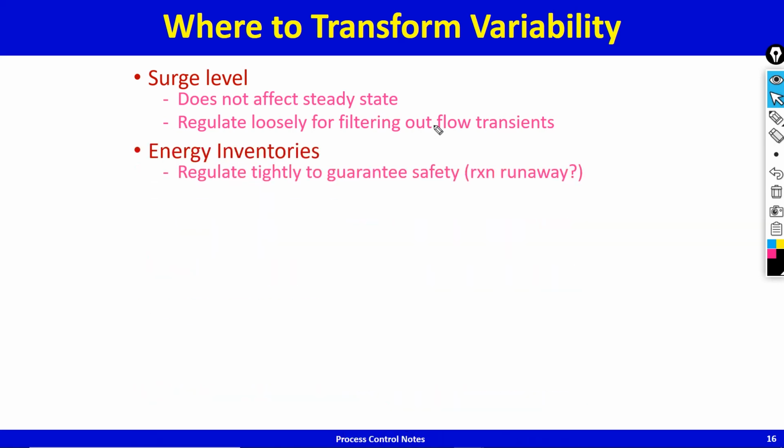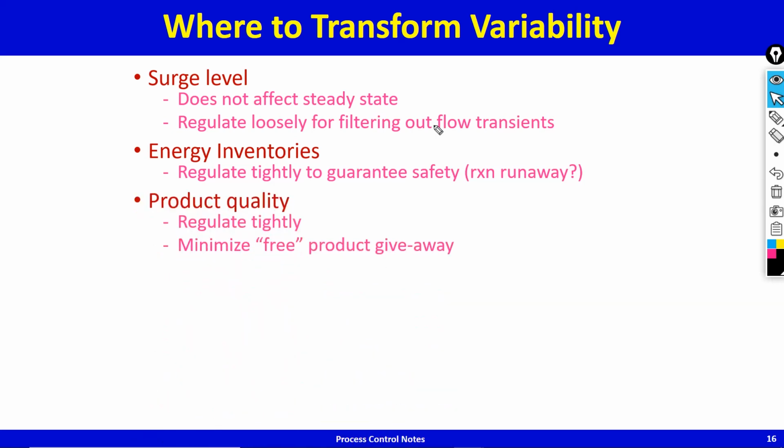Energy inventories, usually these are regulated tightly to guarantee safety because you want to avoid reactor runaway and things like that. Product quality, also it's usually regulated very tightly because you want to minimize free product giveaway. So for example, if you have 99% pure product, you want to sell 99% pure product, 1% impurity should be there. If you are selling 99.9% pure product, then that's essentially free product giveaway. Yeah.